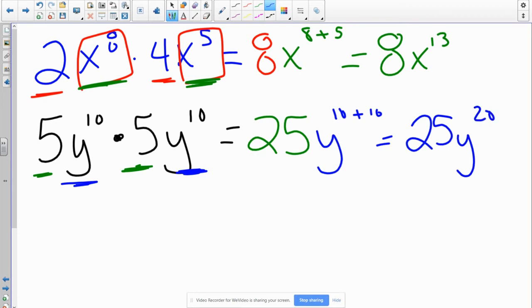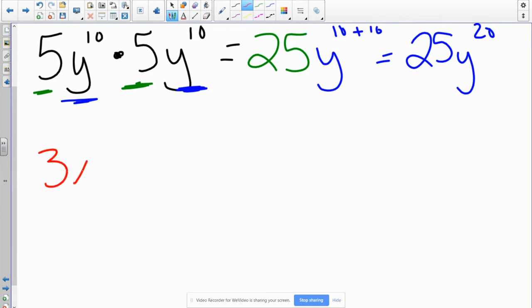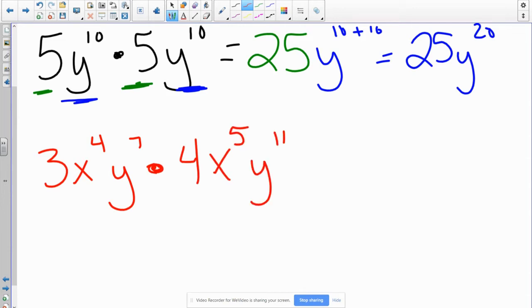Okay, last couple examples. Let's look at 3x to the 4th, y to the 7th times 4x to the 5th, y to the 11th. Okay, this time I added 2 exponents, and that doesn't make any difference. Just because there's an x and a y, that doesn't mean that we're going to change our ideas. So you're just going to walk through the steps. It takes one extra step, but it's going to be the same thing.